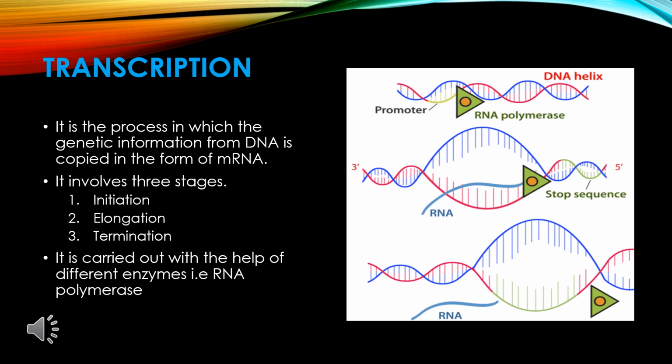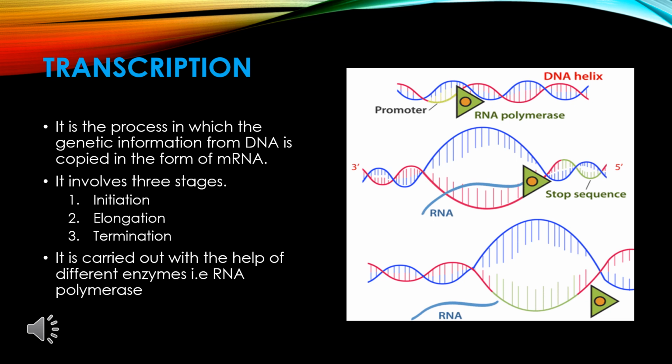The genetic code that is present on DNA will be decoded in messenger RNA, and then messenger RNA will continue the process to ultimately synthesize a protein product. Now, as far as the process of transcription is concerned, it has three steps. The first step is initiation. The second step is elongation. The third step is termination.